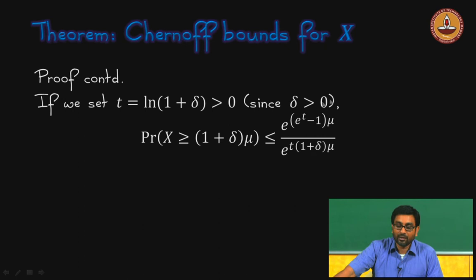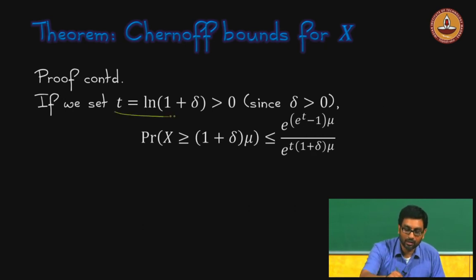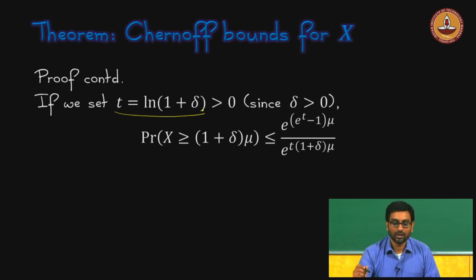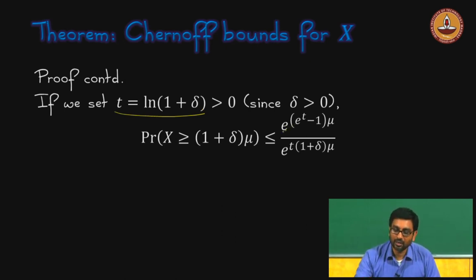So, going back to this form, if you apply t equal to ln 1 plus delta. So, essentially here you will be getting ln 1 plus delta. So, what will you get over here? You will get e to the t will become ln 1 plus delta.